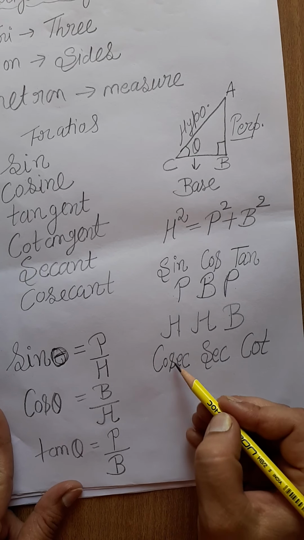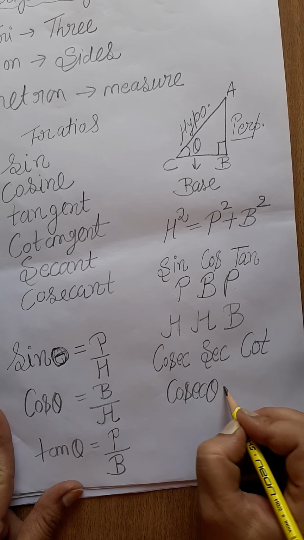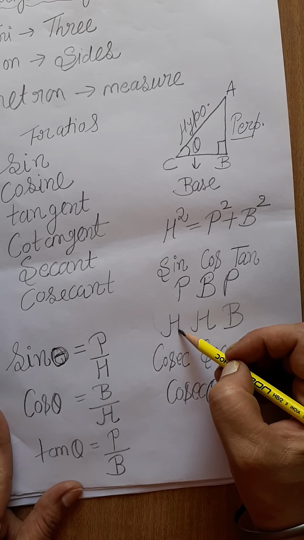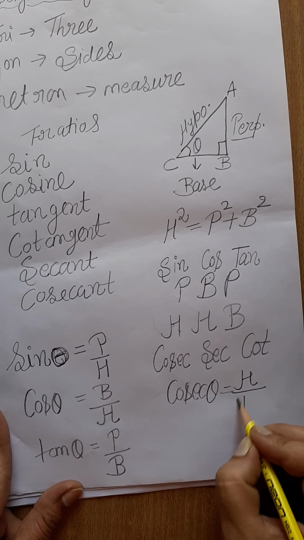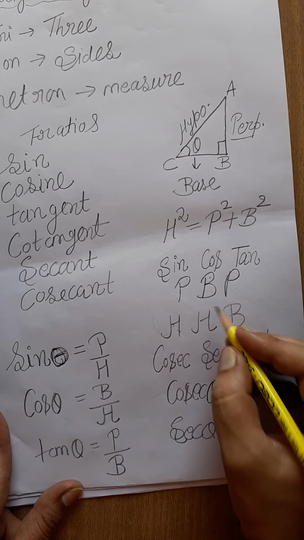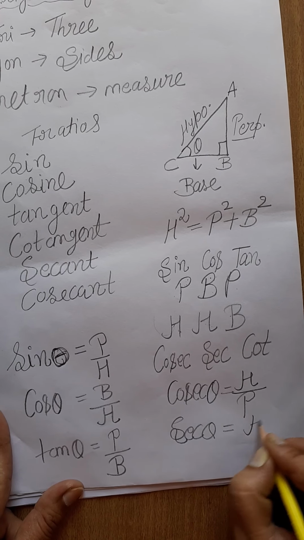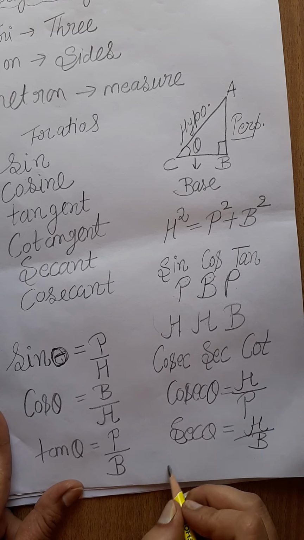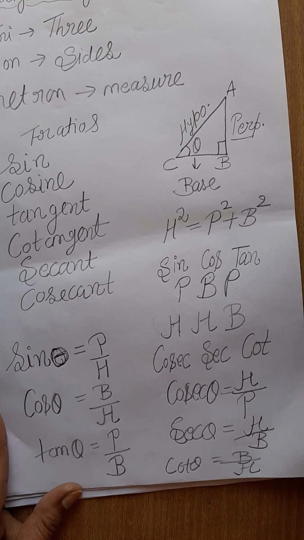Now, for the cosecant, further we can see that cosecant theta is the reciprocal of sine. Sine is P upon H and cosecant is H upon P. So you can write here H by P. In the same way, secant theta is H upon B. It is the reciprocal of cos. So we can write here H upon B, and cot theta is equal to B upon P.